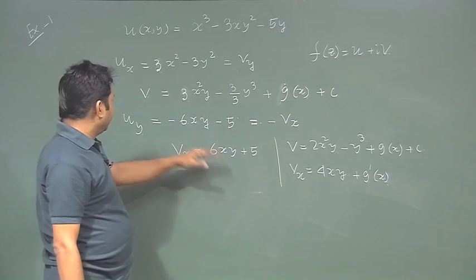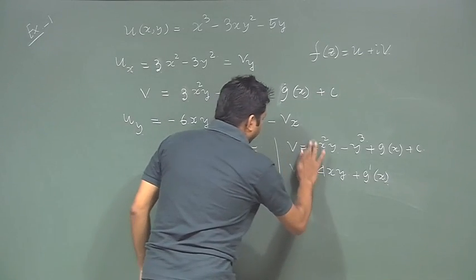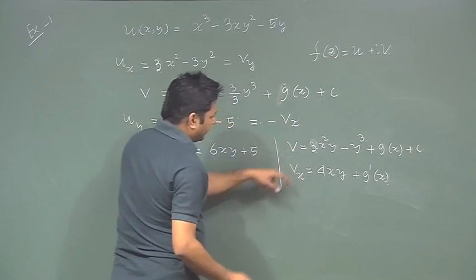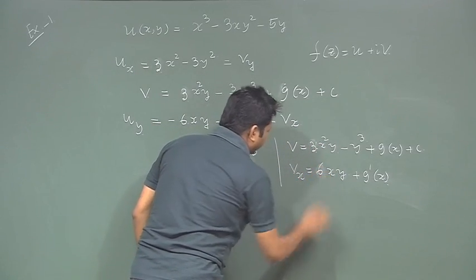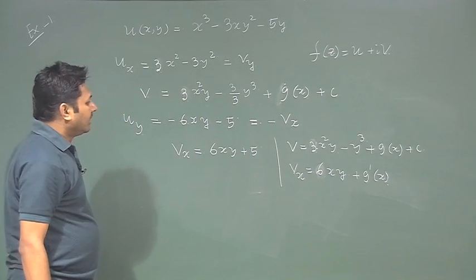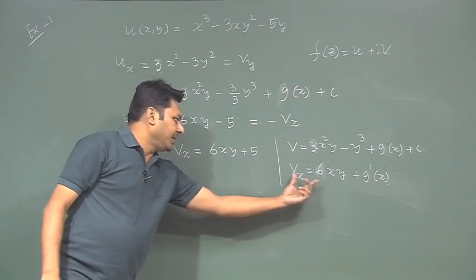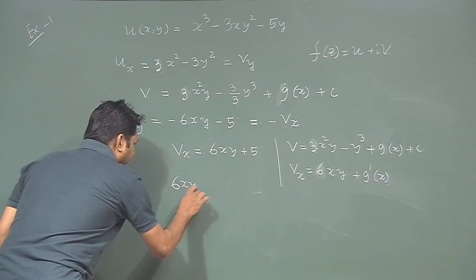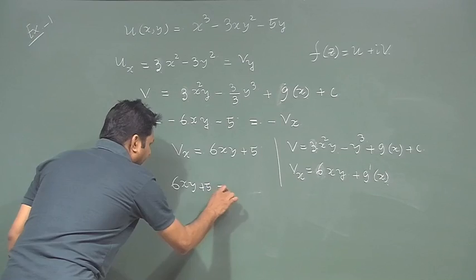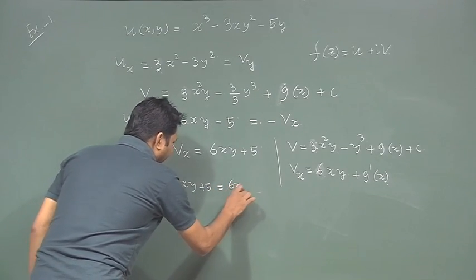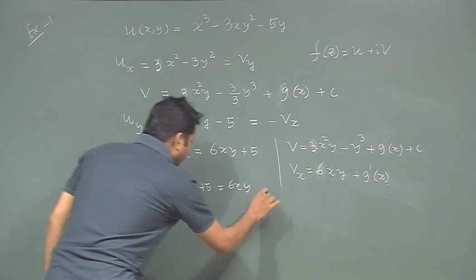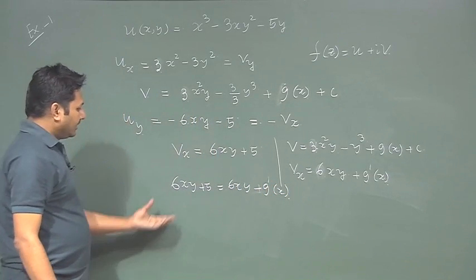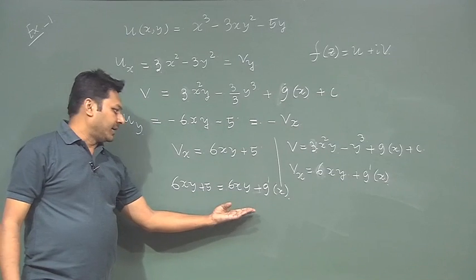So, v_x is this quantity, and here I have 3. So, essentially when I take v_x, this should be 6xy. Okay, now it seems to be fine. So, now if I compare these two things, then I should have 6xy plus 5 equal to 6xy plus g prime(x). This is the equation I have right now.